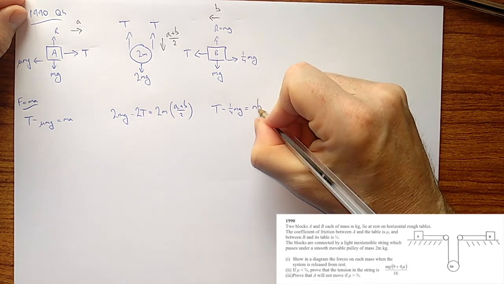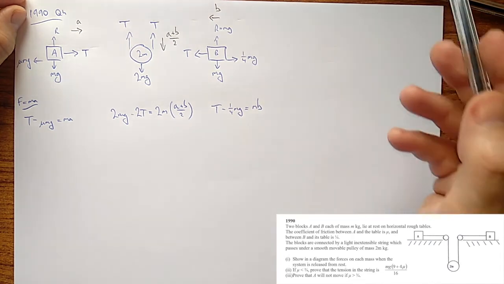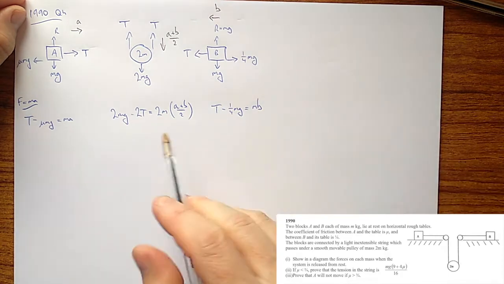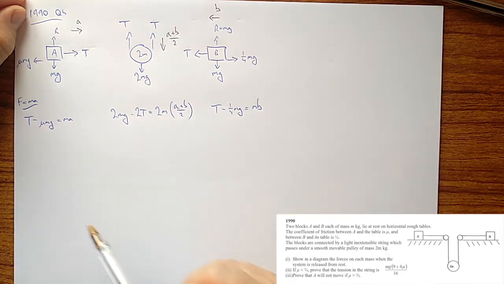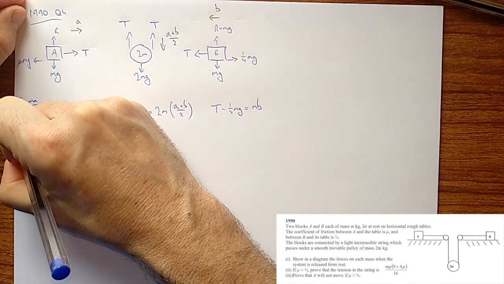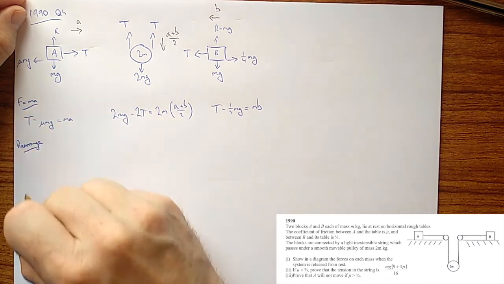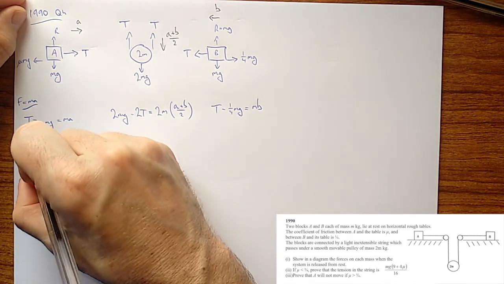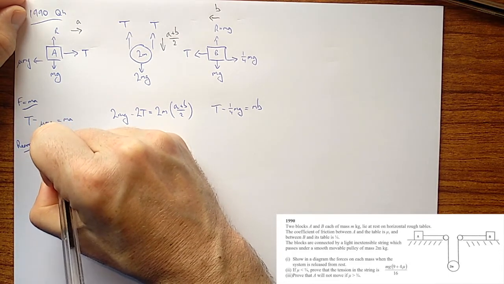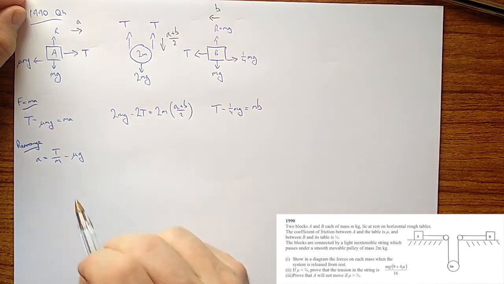And for B, going over this way, T minus quarter mg equals mb. Alright, now we're going to assume it's moving, and we need to prove the tension is equal to something. So I want my tensions, I don't want my accelerations. So what we'll do is rearrange. And we're going to get a equals T over m minus mu g, dividing everything by m.